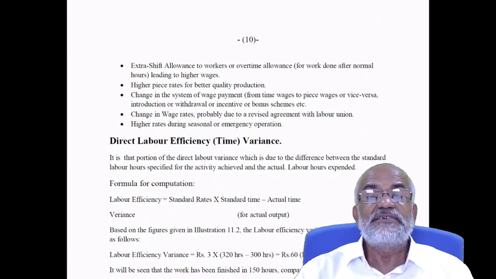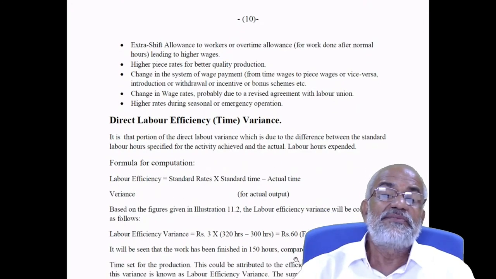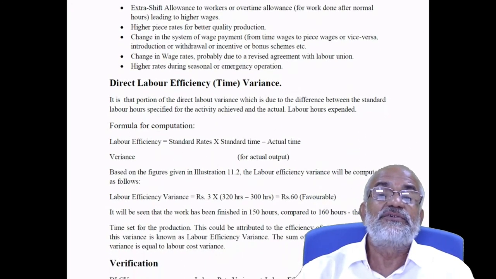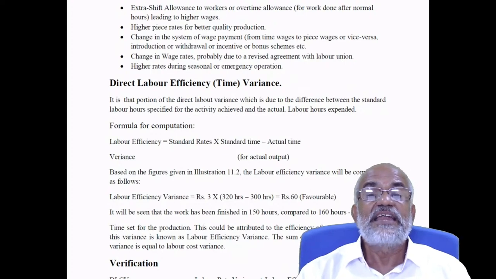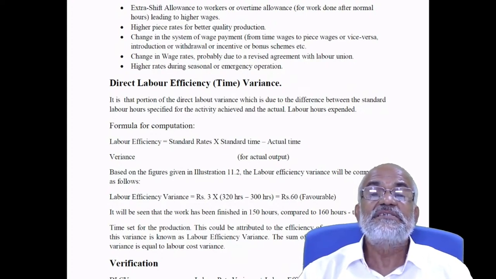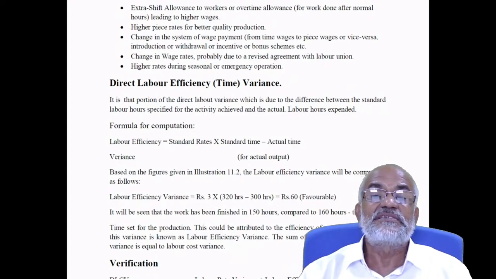So based on the figures given in the same illustration, the labor efficiency variance will be computed as follows. Labor efficiency variance is equal to the standard rate, which is 3, given in the earlier illustration, and the standard time is 320 hours, and the actual time for actual output is 300 hours. So this comes to 20 into 3, 60, that is favorable. So the labor efficiency variance is favorable 60.